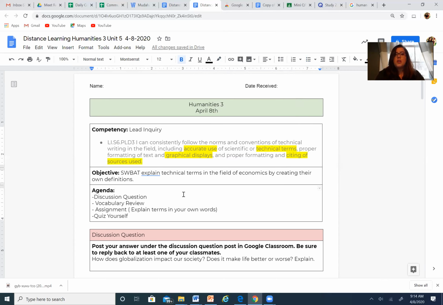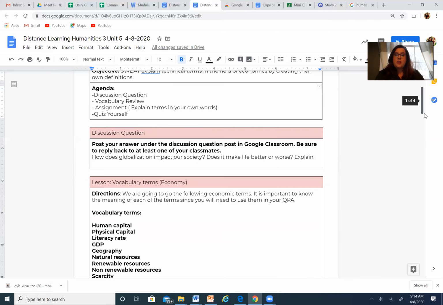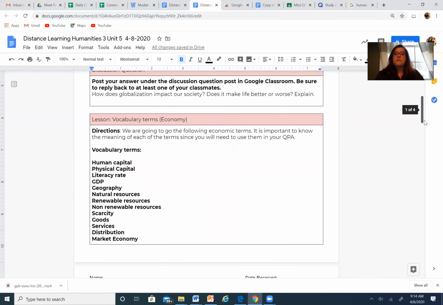Your objective though is really simple. You're just going to explain these technical terms from the field of economics by creating your own definitions. So you're creating definitions today for words that you've come across, or maybe words that are newer to you. In your Google Classroom, like always, there's going to be the discussion question posted.